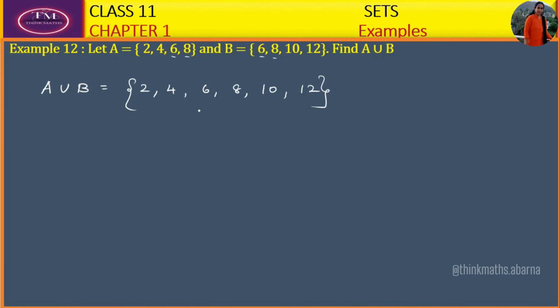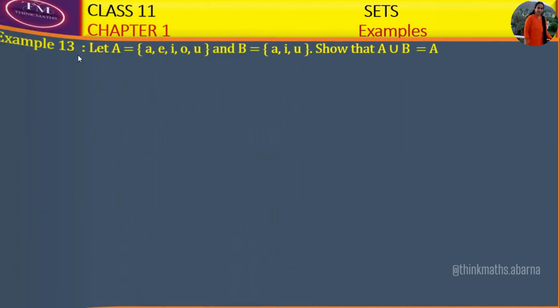Okay, children, I hope you can understand this. So very simple. You just have to write all the elements in A and B, and the elements that appear in both A and B should be written only once. Okay. So moving on to the next example.